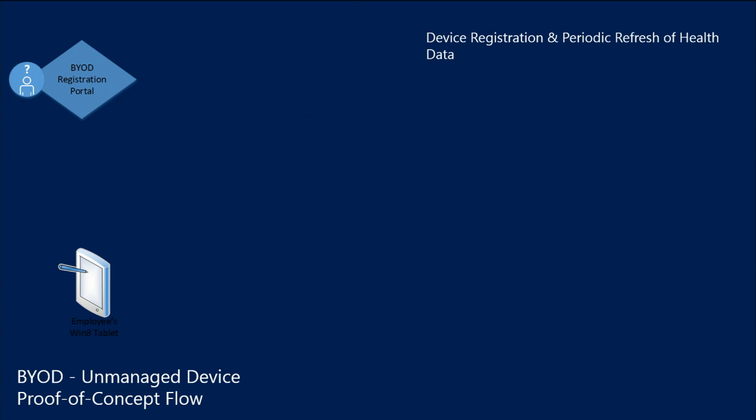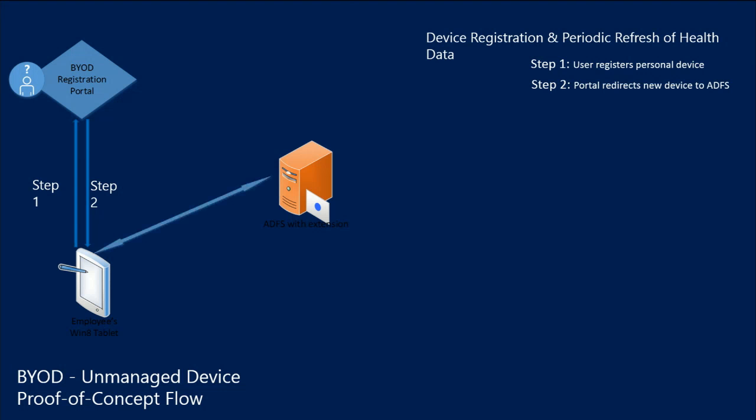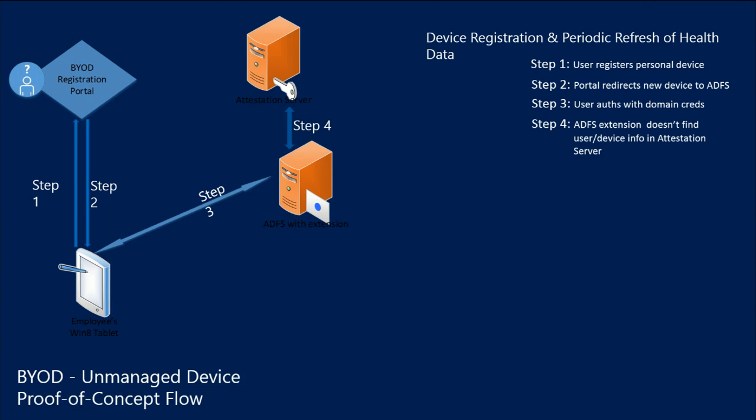I have a bring your own device, so I've got a brand new tablet that's non-domain joined. In the instructions, if I want to take advantage of resources on the corporate network, I need to register this with some portal that's on the web. So they register their device, and then it redirects them to an ADFS server sitting out there on the edge, which includes an extension that's part of this CodePlex POC. ADFS then talks to the remote attestation server. The attestation server is the piece that verifies the integrity of the device.